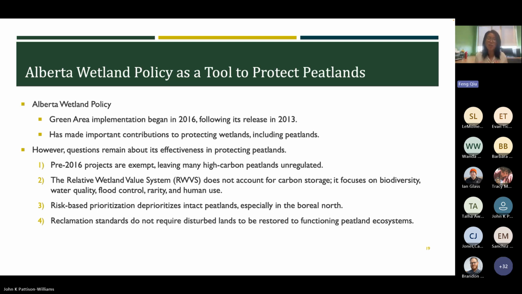The biggest problem or limitation is that this policy does not really take into consideration the carbon storage value of peatland, and does not really consider the longer term, for example, a long-term restoration time window in the monitoring or reclamation mechanism. The current wetland value system does value biodiversity, human use, and water regulation, but doesn't really put value on the climate regulation side, the carbon storage side.